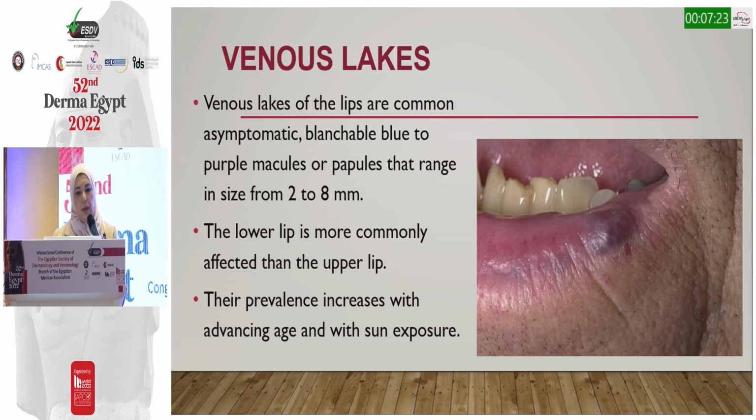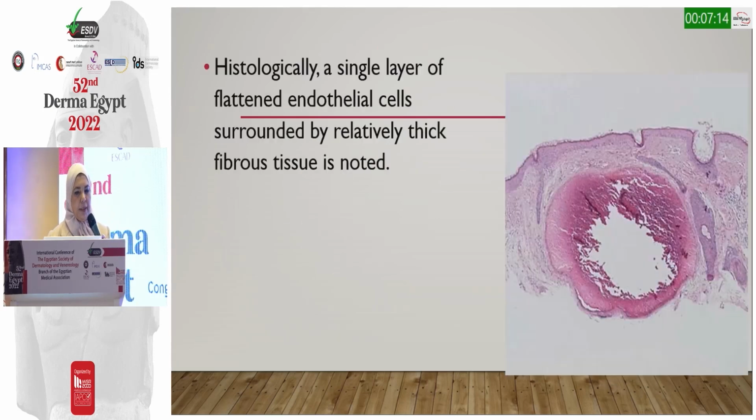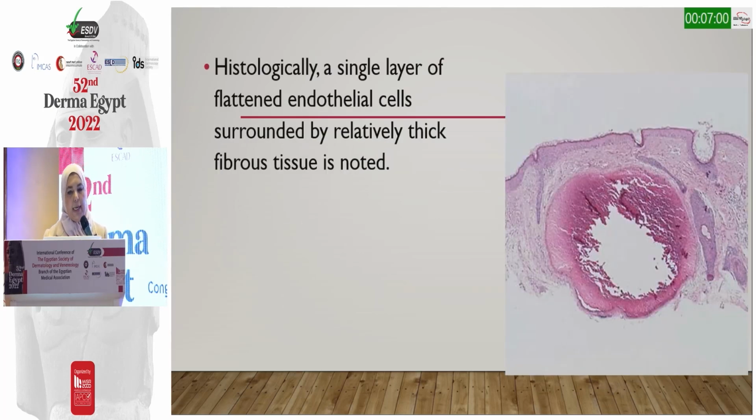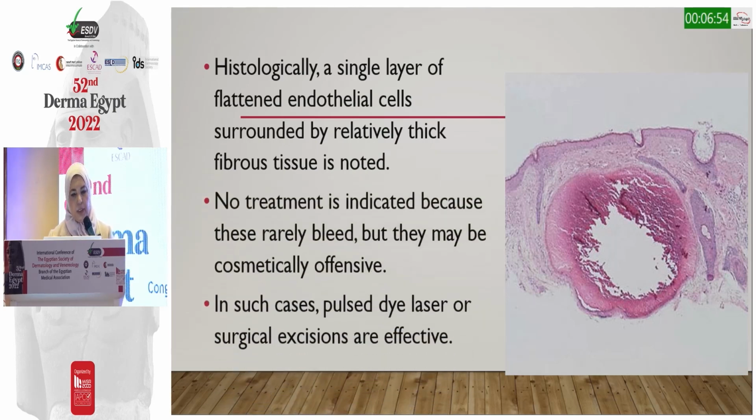Venous lakes of the lips are common asymptomatic, blanchable blue to purple macules or papules that range in size from 2 to 8 millimeters. The lower lip is more commonly affected than the upper lip. Their prevalence increases with advancing age and with sun exposure. Histologically, a single layer of flattened endothelial cells surrounded by relatively thick fibrous tissue is noted. No treatment is indicated because these rarely bleed, but they may be cosmetically offensive. In such cases, pulsed dye laser or surgical excisions are effective.